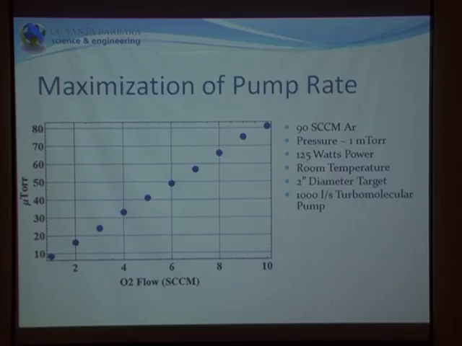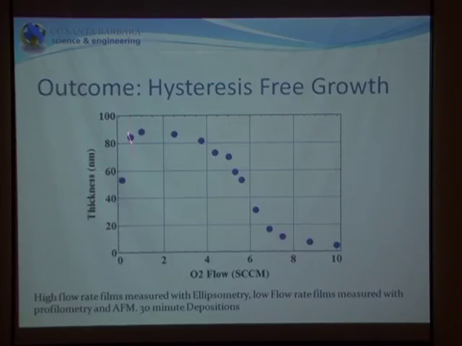The order of magnitude for the partial pressure of oxygen is on the order of 10 to 80 microtorr. My deposition parameters are 90 SCCM of argon, background pressure of 1 millitorr, 125 watts of DC power, deposited at room temperature with a 2-inch diameter target and a very large turbomolecular pump. And so the outcome is I have hysteresis-free growth of my titania deposition.